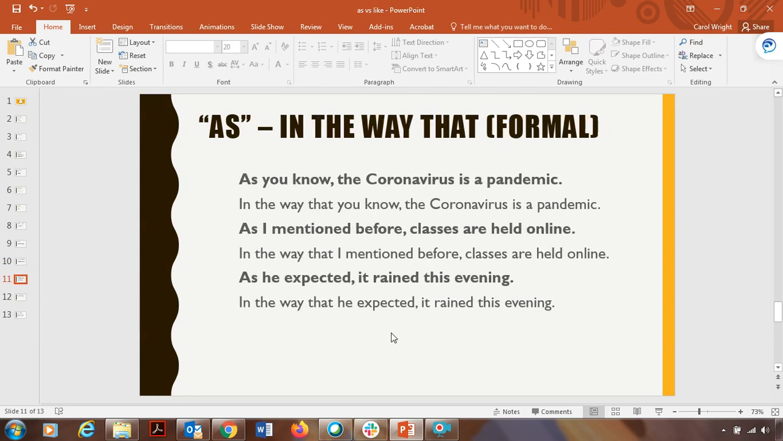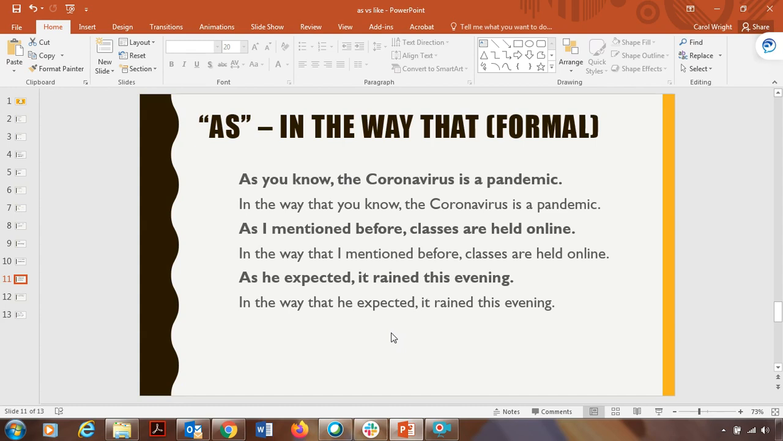Next, as also has the meaning of in the way that, which is a little bit formal here. So we can say, as you know, the coronavirus is a pandemic. This means in the way that you know, the coronavirus is a pandemic. As I mentioned before, classes are held online. So as here means in the way that I mentioned before.